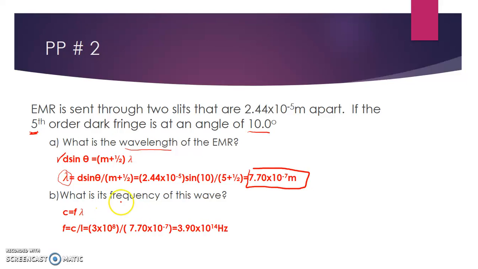Letter B says, what is the frequency of the wave? So we use our frequency formula, rewritten for frequency: the speed of light, c, 3 × 10^8, divided by what we just calculated in letter A, 7.70 × 10^-7, and we should get 3.90 × 10^14 hertz. So lots of practice on these practice problems.